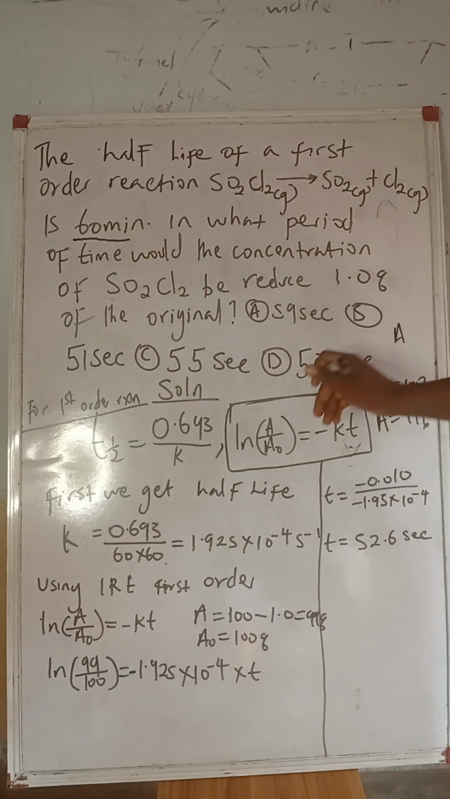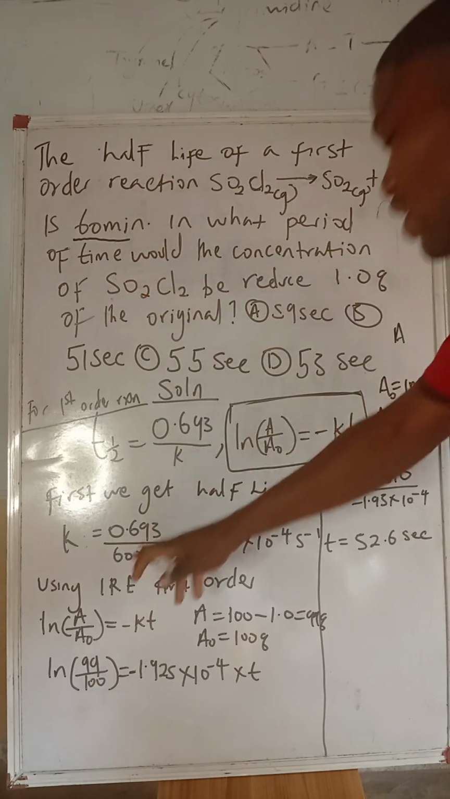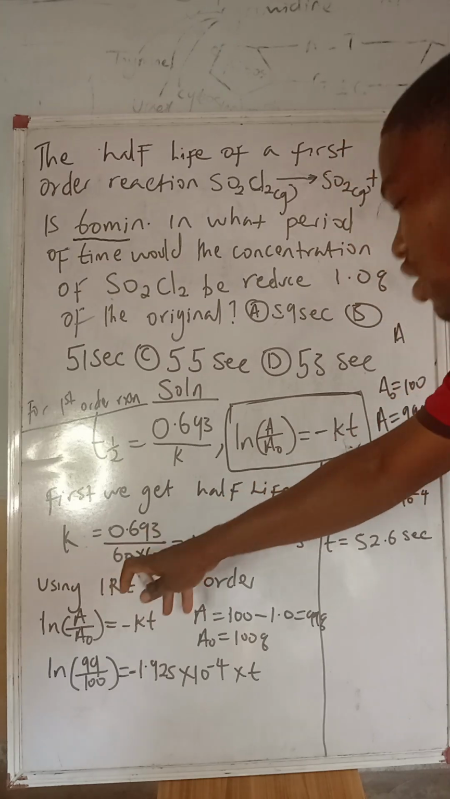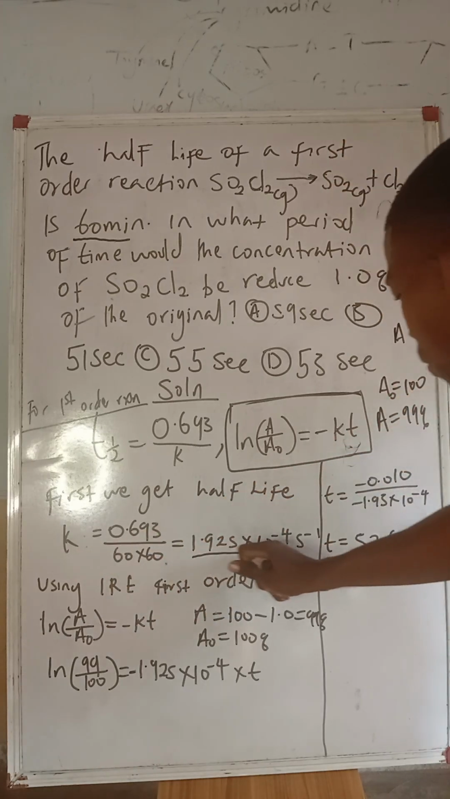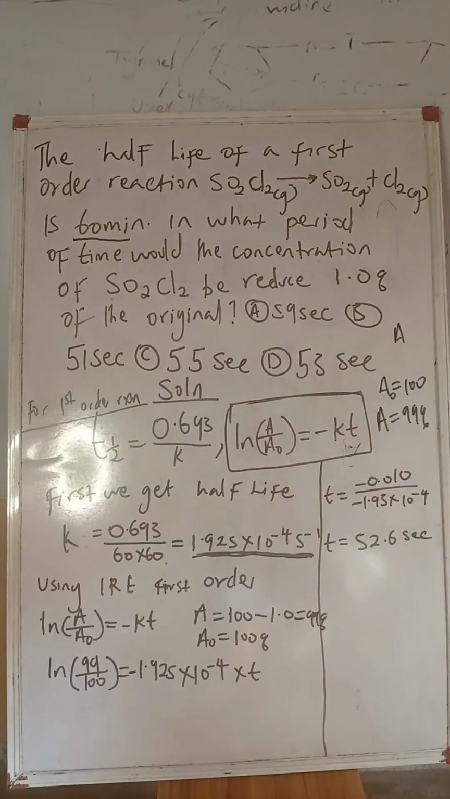Now, because the answers are in seconds, we have to convert 60 minutes to seconds. You multiply by 60. So K is 0.693 over 60 times 60. You get this per second. So this is the rate constant of this reaction.